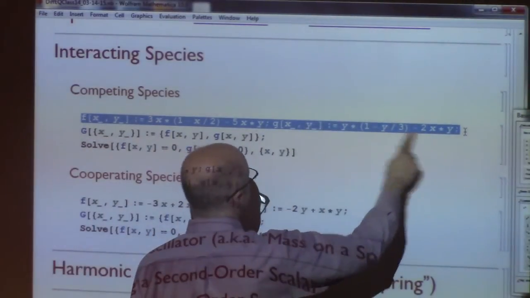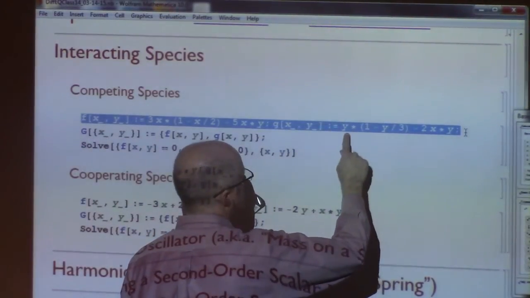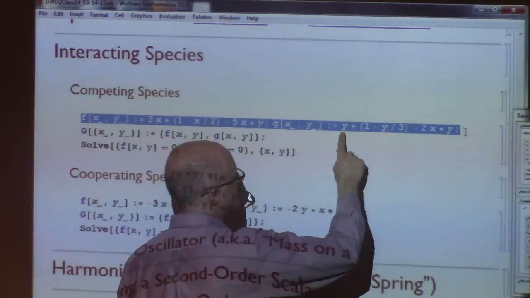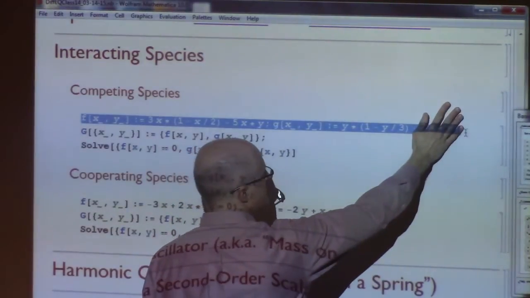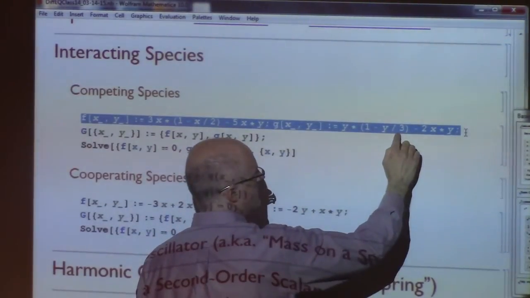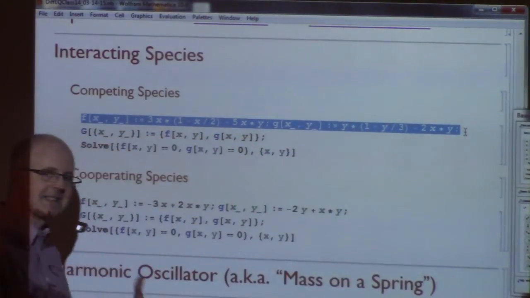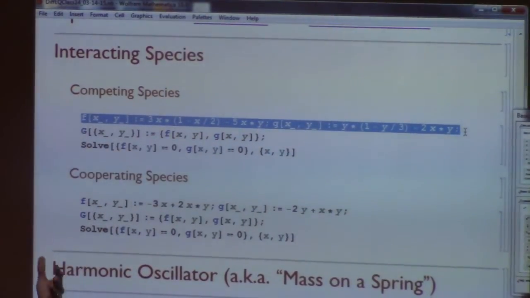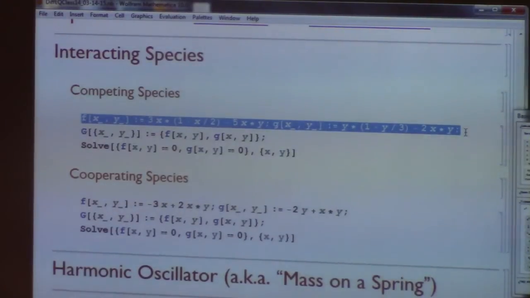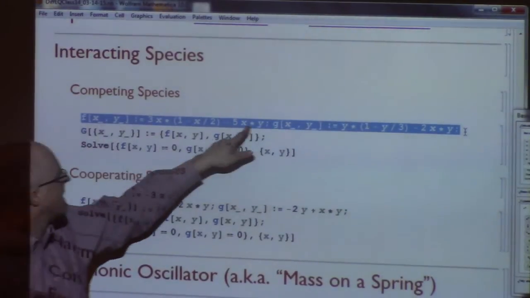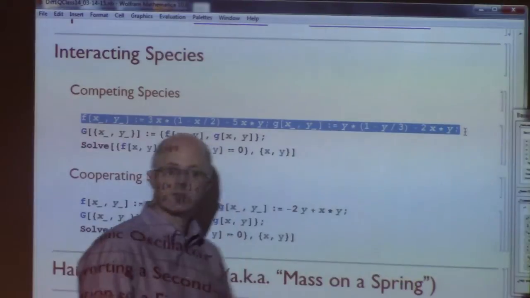Similar kind of thing with the g function here, which would be from the dy/dt equation. Logistic model in the absence of x, now with carrying capacity of 3, and a negative coefficient for the interaction term. This is a competing species model. These two species are competing for scarce resources because both of the interaction terms have negative coefficients.